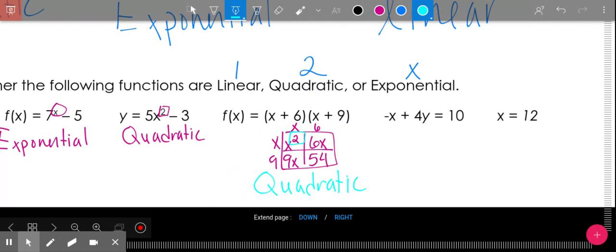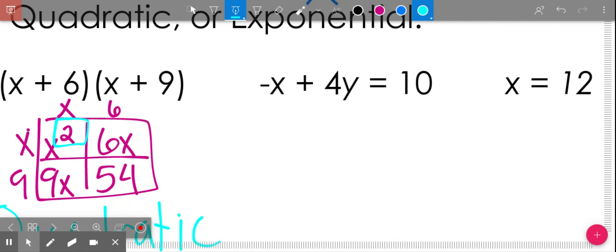And then the next one, we have negative x plus 4y is equal to 10. Looking at this, we can't combine anything. We can't simplify. My largest exponent is still a 1, so that's going to be linear.